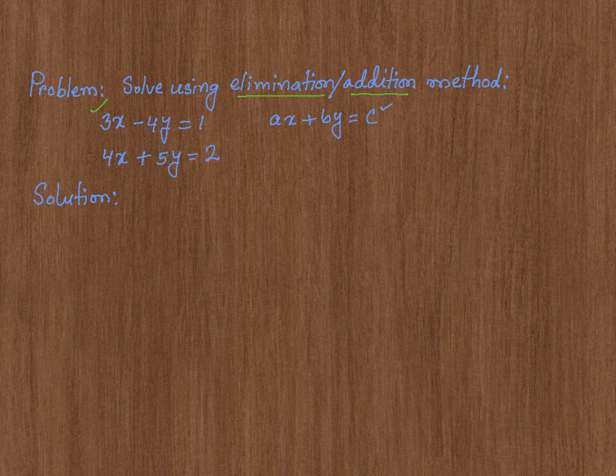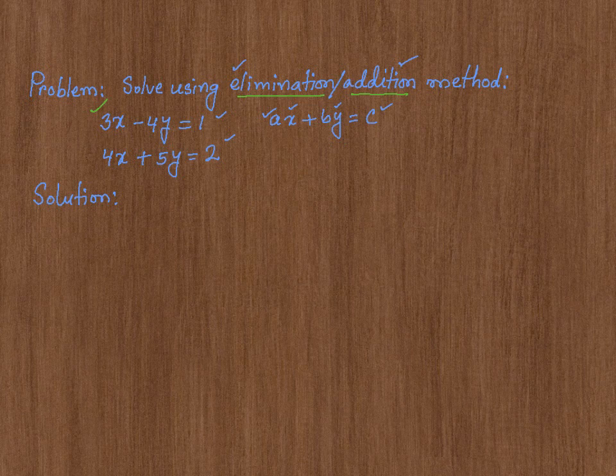The constant is on the right and ax plus by, and we organize them in this way. In our system, both of these equations are in this format, so we don't need to worry about it. However, when we use this elimination method, or sometimes called the addition method, we eliminate one of the variables and solve for the other.